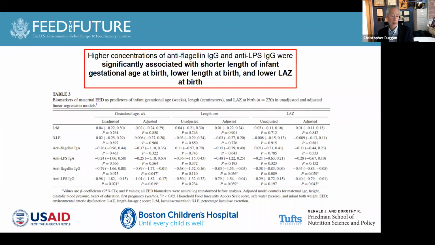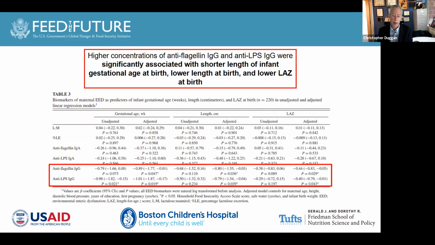And in the next slide, again in the red box, you can see significant correlations between gestational age, length of the infant at birth, and length for age Z-score at birth with a variety of different markers of environmental enteric dysfunction. Next slide.